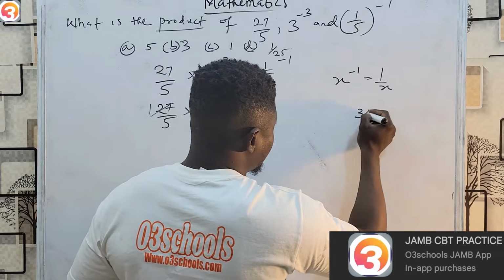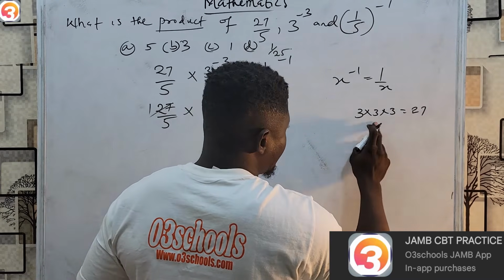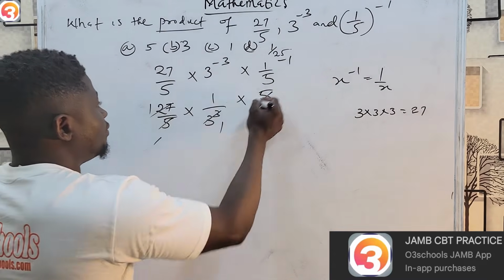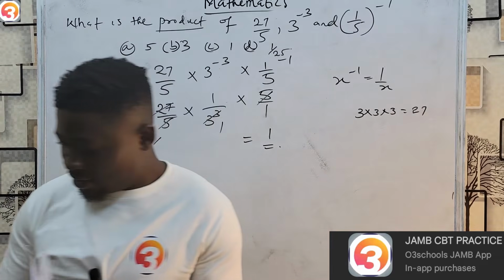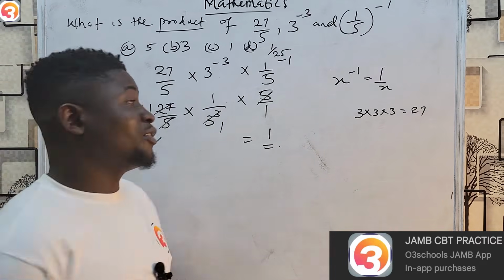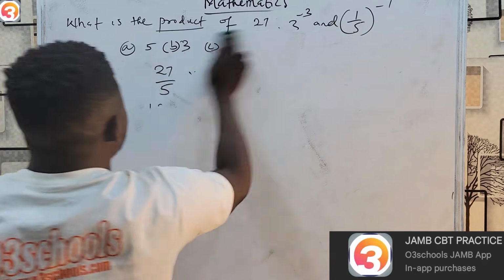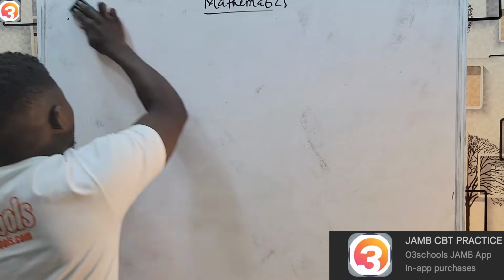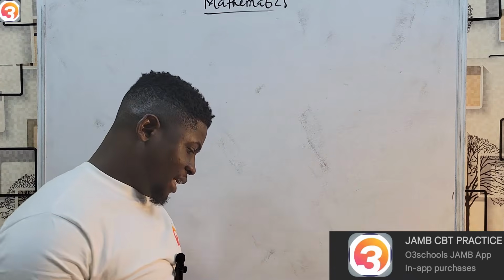Look at it. 3 times 3 times 3 is 27. 3 times 3 is 9, 9 times 3 is 27. So they'll cancel out. 5 will cancel 5. Our answer will become what? 1. You can see it's very easy. This question is not worth 30 seconds. I'm not sure we solved it even within that time range, plus even writing the question on the board. So you just need to understand the laws, and then you are good to go. All right, let's take another question.